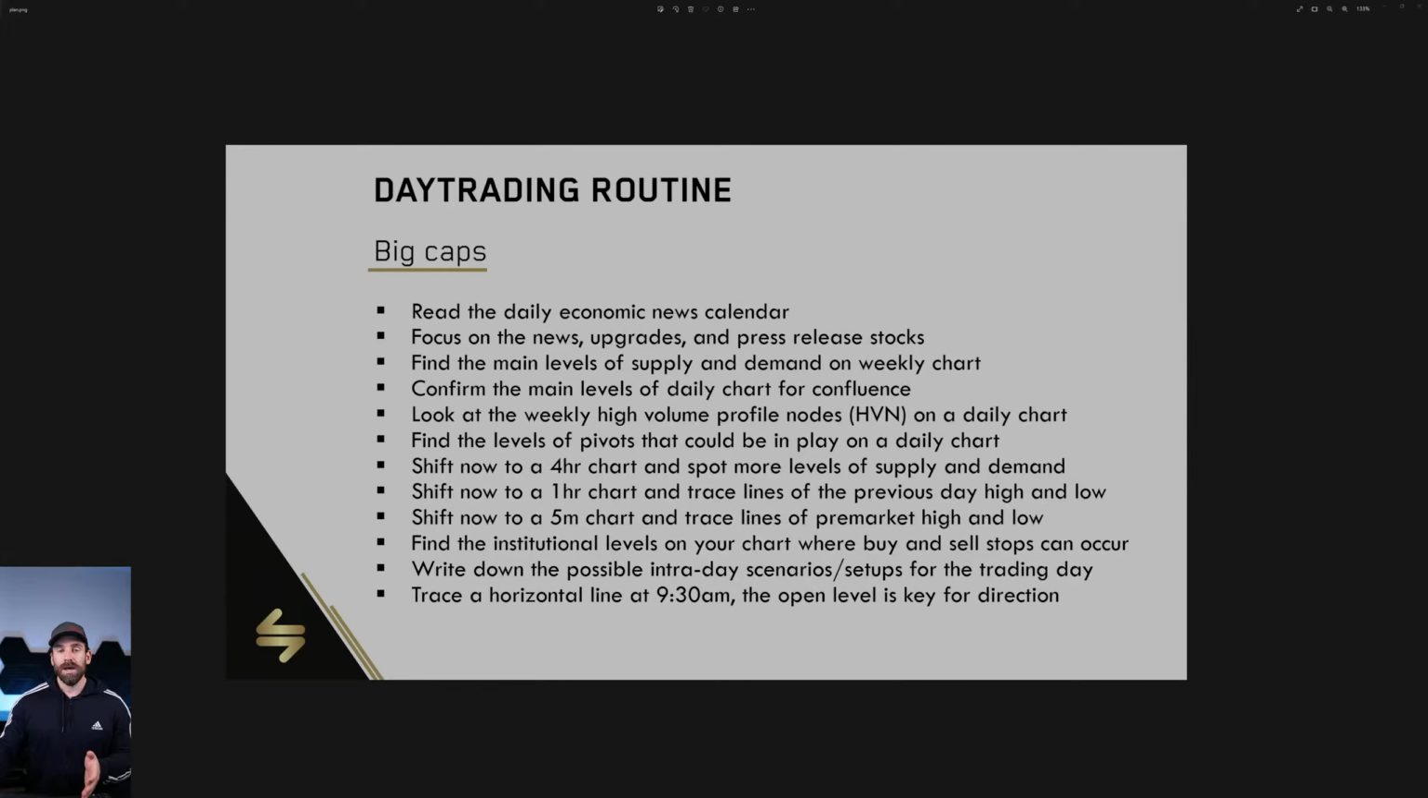Then find the main levels of supply and demand on the weekly chart. So on the weekly chart, I start looking at support, resistance. Supply and demand is just a fancier way to say support, resistance. Confirm the main levels on the daily with confluence. What does it mean? Weekly, daily, if they're showing you one level, that is a level of confluence. So you have multiple time frames that tell you this is a good level of resistance.